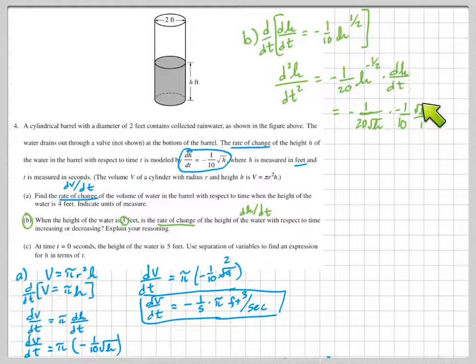And we know that dH/dt is this, given to us by what's inside the problem. So a little bit more simplification, this is what I get. I get 1 over 200. I don't have any other variables acting on that.